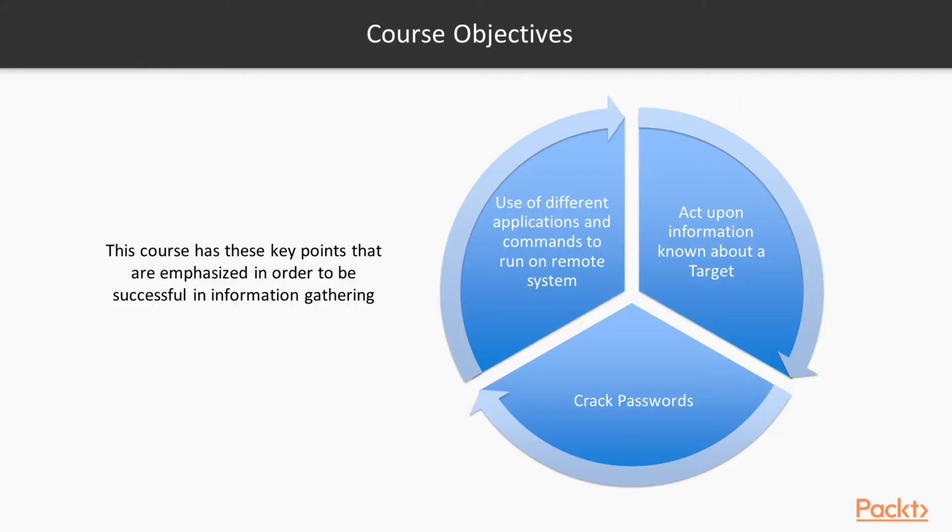As for the goals of this course, first and foremost, the course aims to teach you to act upon information known about a target. You will further learn how to crack passwords in order to gain access to a system by using brute force attack and rainbow tables. By the end of this course, you'll be able to make use of different types of applications and commands to run on a remote system. This course will serve as a comprehensive guide on teaching one how to exploit and execute items on a target.